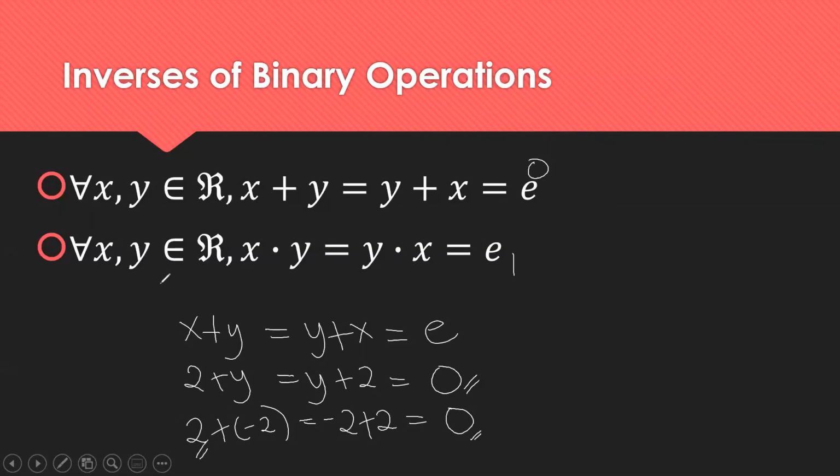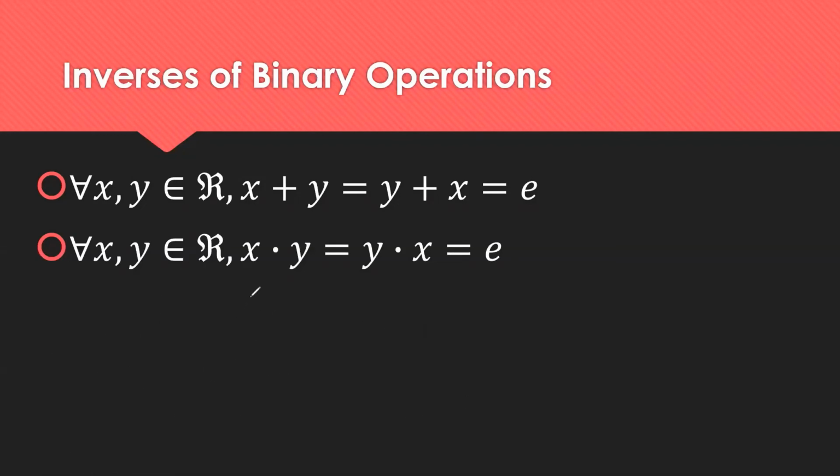Another example, let's say we have negative 3 plus y is equal to 0. What number must be added to negative 3 to make it 0? That is positive 3. Negative 3 plus 3 is equal to 0. So for addition, just get the opposite sign of the given.